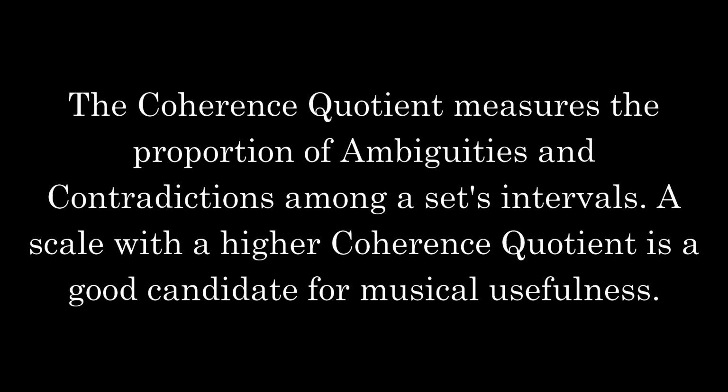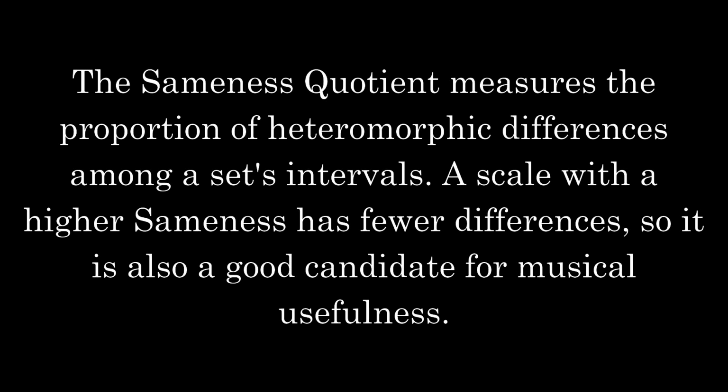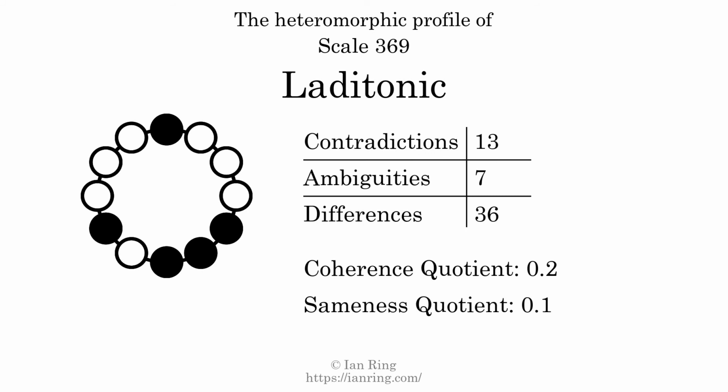The coherence quotient measures the proportion of ambiguities and contradictions among a set's intervals. A scale with a higher coherence quotient is a good candidate for musical usefulness. The coherence quotient is 0.2. The sameness quotient measures the proportion of heteromorphic differences among a set's intervals. A scale with a higher sameness has fewer differences, so it is also a good candidate for musical usefulness. The sameness quotient is 0.1.